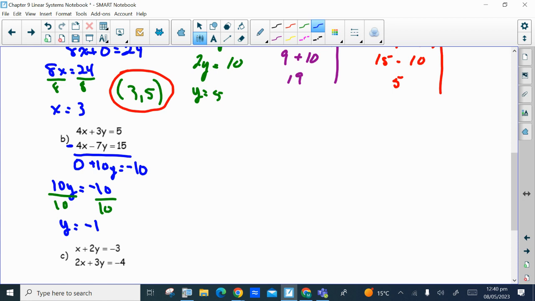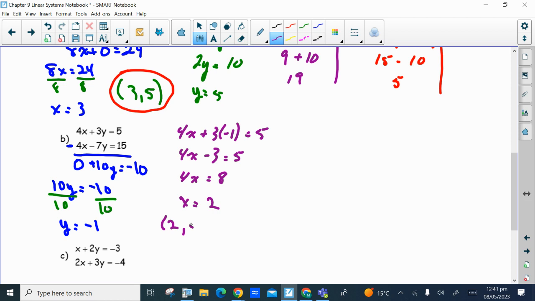We're halfway there. We found the y value at the point of intersection. To get the x value, take that y value, plug it into one of the equations. It doesn't matter which one. I'm going to use the first one. So I'm going to let y equal negative 1. So we'll get 4x minus 3 equals 5. If we add 3 to both sides, 5 plus 3 is 8. And then divide by 4. 8 divided by 4 is 2. So we are saying that our point of intersection is the point 2, negative 1.